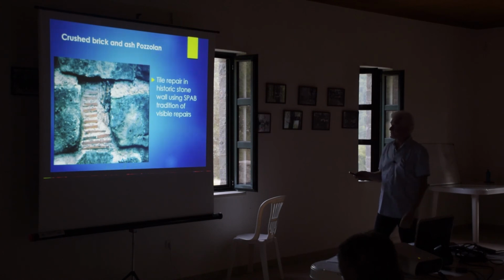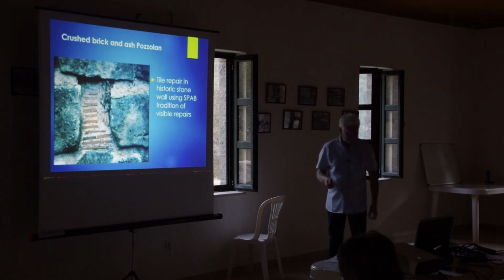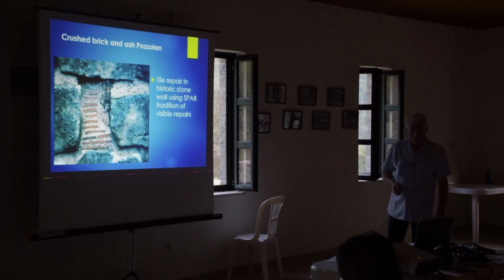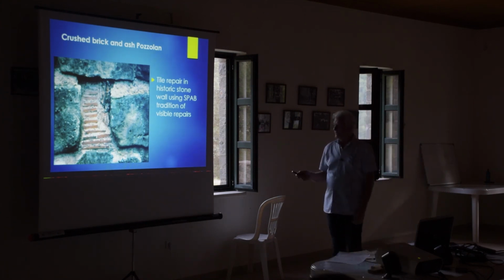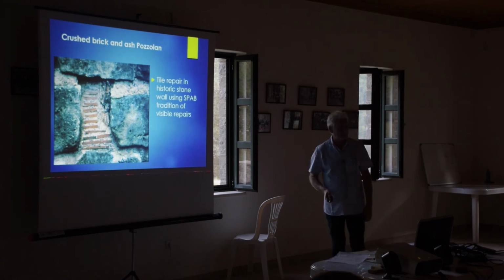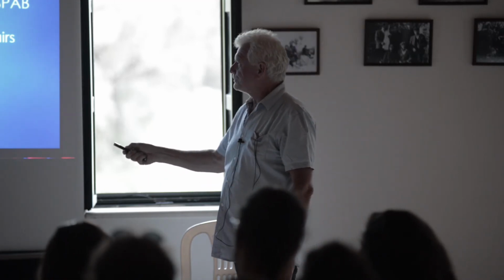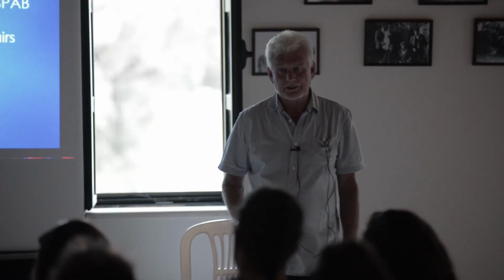Crushed brick and ash pozzolan. This is actually a repair within a stone wall. The stone wall dates from around about 1200. Part of it, one of the stones, had collapsed. This is an alternative repair. We could have put a new stone in there. It would have looked like a new stone.